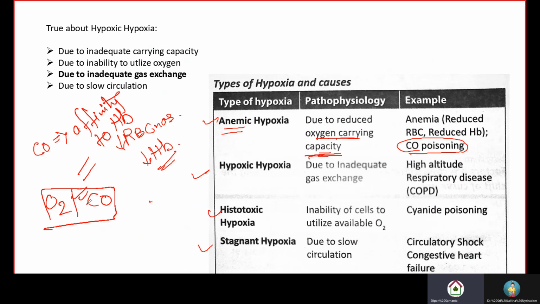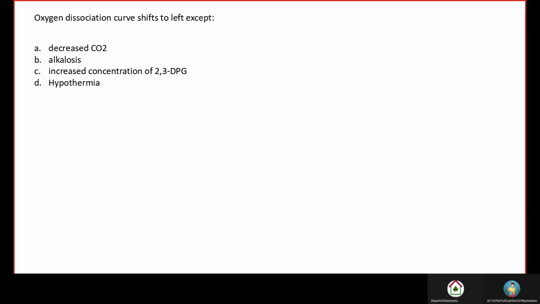But oxygen is present, and carbon monoxide is also present. Functionally, there will be anemic hypoxia. Now histotoxic, like cyanide poisoning: the cells lost the ability to utilize available oxygen. That is histotoxic. And stagnant hypoxia is due to slow circulation.